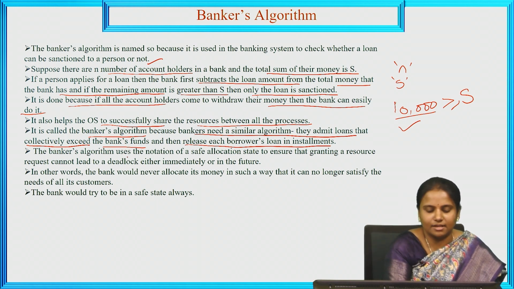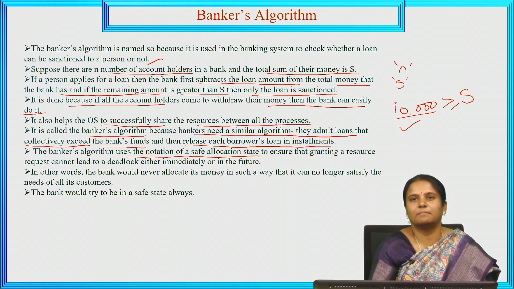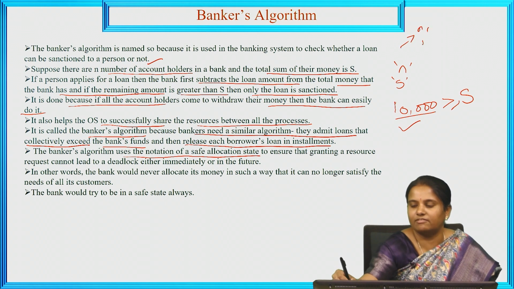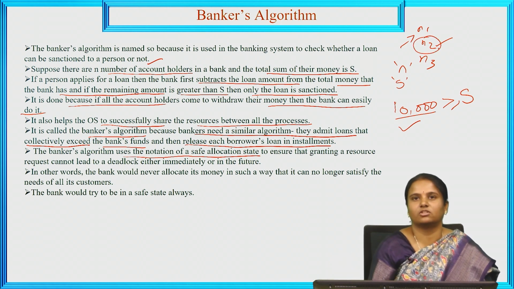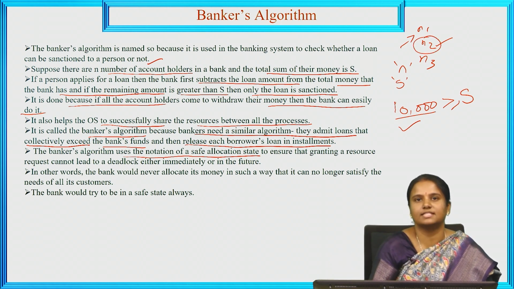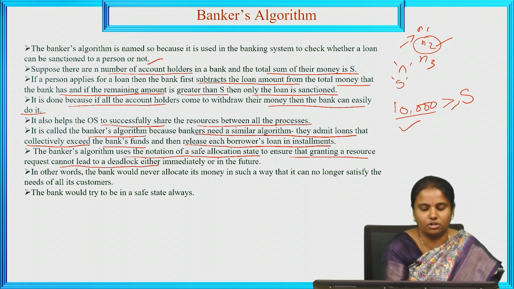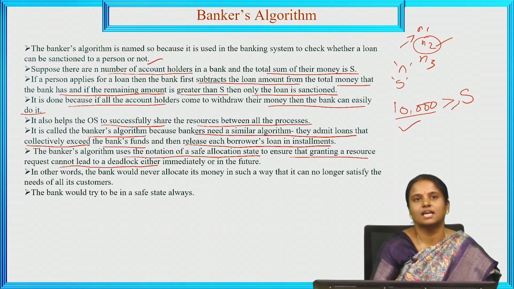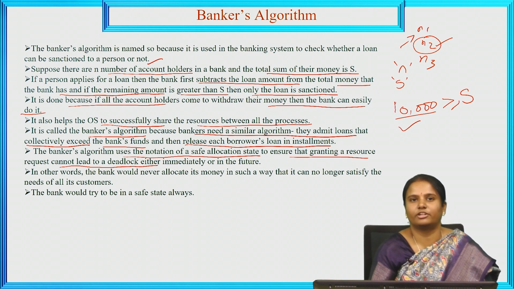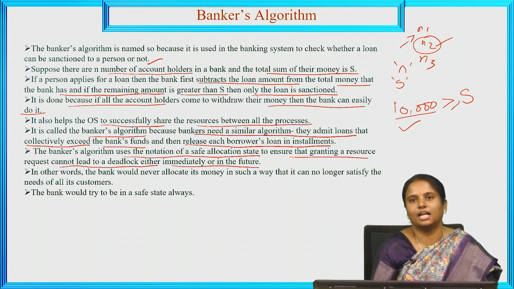The Banker's algorithm uses the notion of a safe allocation state. When there are n persons, n1, n2, n3, and n2 is sanctioned, then n2 will be in the safe state. That is the kind of algorithm we use for the safe allocation state, to ensure that granting a resource request cannot lead to a deadlock. When the request cannot be granted, that case can lead to deadlock. Deadlock means requesting and waiting for n number of resources, either immediately or in the future. So it may occur immediately or in the future.